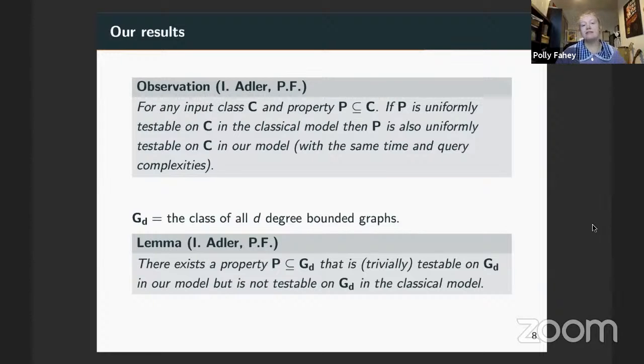So this is nice. This tells us that our model is actually stronger than the classical model, in the sense that every property that's testable in the classical model is testable in our model, but the converse is not true. Another interesting question is, are there properties which are testable in the classical model, but can be tested with better running times in our model?